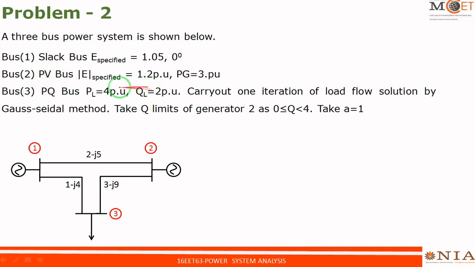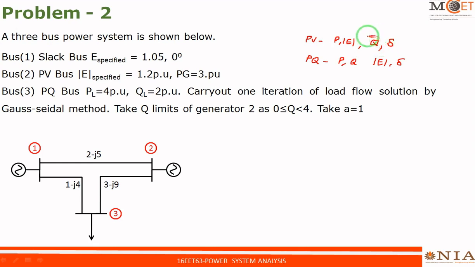As discussed already, for a PQ bus both P and Q will be given and we want to find out E and delta, the magnitude of the voltage and its angle. In the case of a PV bus, P and voltage magnitude will be given and I want to determine Q and delta.